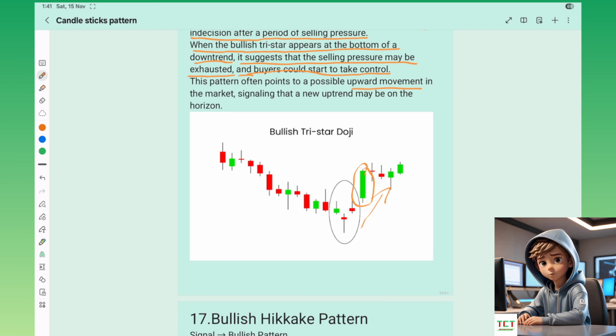Because this pattern is so rare, when you do spot it, pay very close attention. It's like finding a gem. Professional traders know that the tri-star has a very high success rate when it appears in the right context.